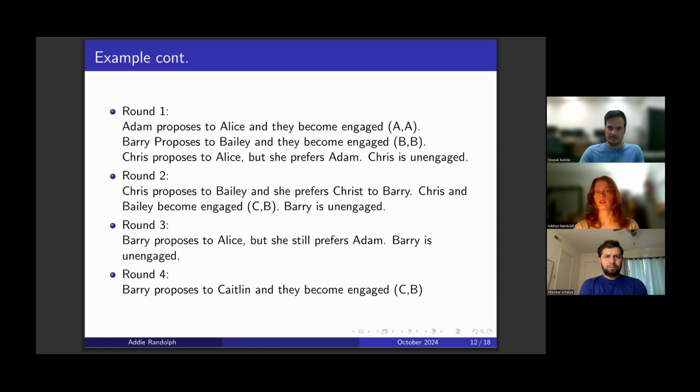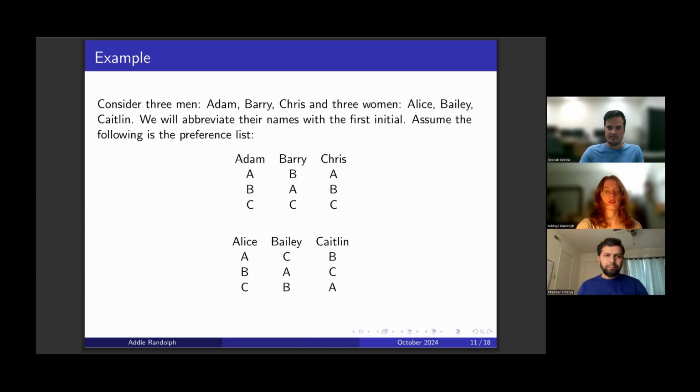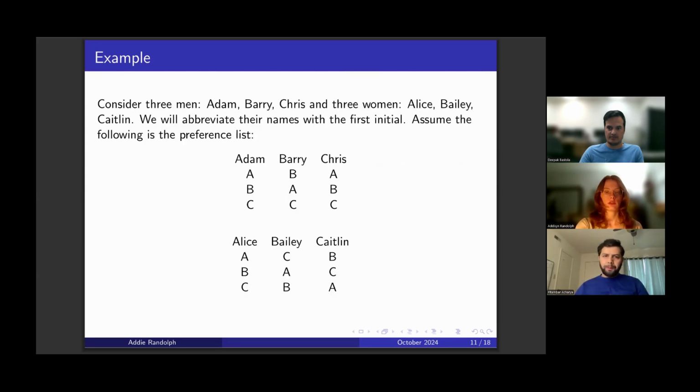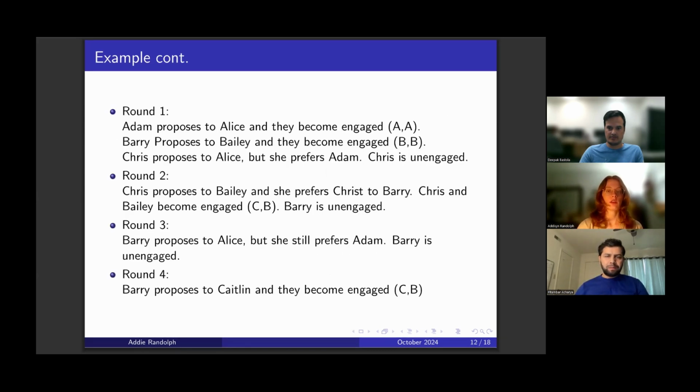So, working through the algorithm, the first round, we start with Adam, and he's going to propose to Alice because that's the first person on his list. No one's proposed to her before, so they become engaged. Then Barry, we look back at our list, Barry prefers Bailey, so he'll propose to Bailey. No one has proposed to her, so they become engaged. Then Chris, he prefers Alice, so he's going to propose to her, but she prefers Adam. That's actually her highest pick. So she rejects Chris, and Chris is unengaged.